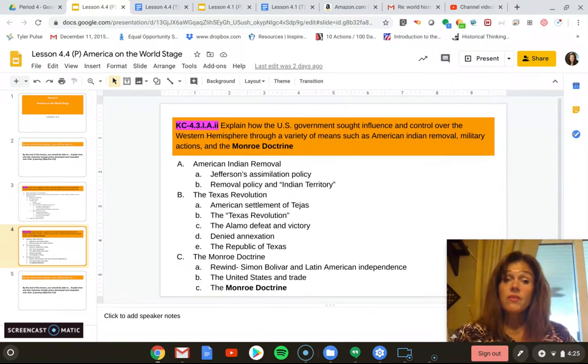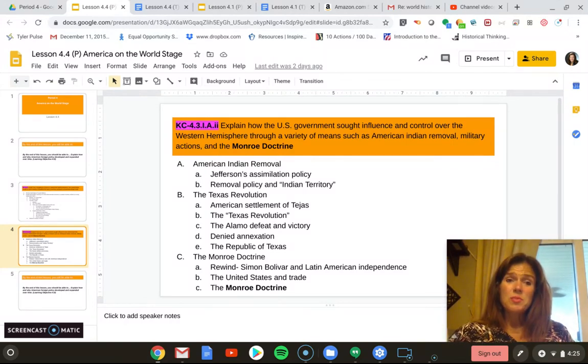It also declared that the United States would stay out of European affairs. So it draws a clear line of demarcation. The Western Hemisphere is ours. It's the United States of America to protect, and you stay out. And we also promise to stay out.